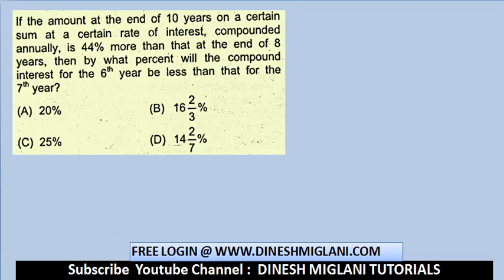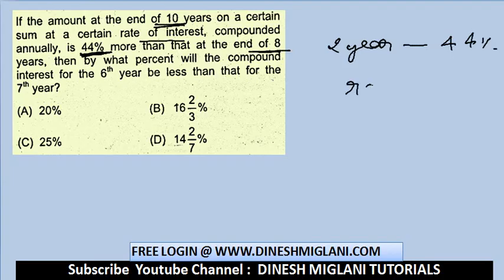If the amount at the end of 10 years on a certain sum at an interest rate compounded annually is 44% more than at the end of 8 years, so in 2 years what is the difference? 44%. So that is only possible when the rate is equal to 20%. Since compound interest is there, 1.2 raised to power 2 is 1.44, so the rate is 20%.